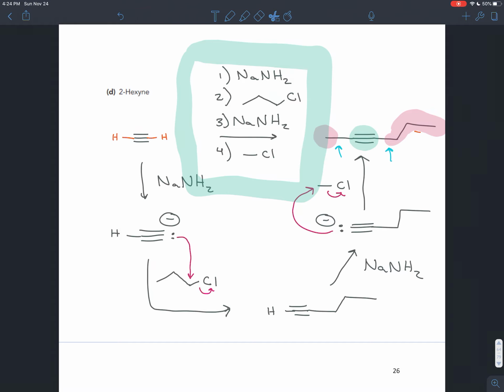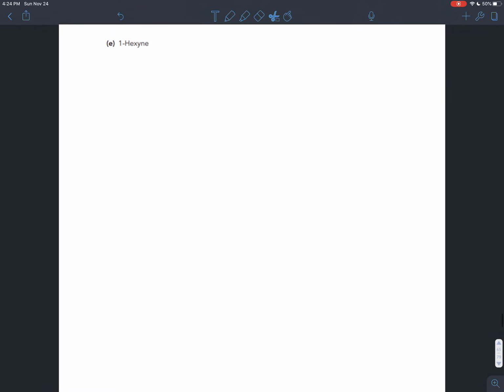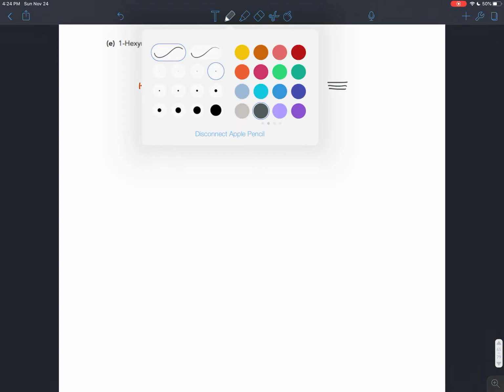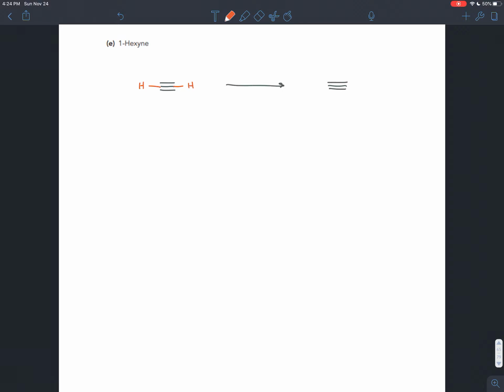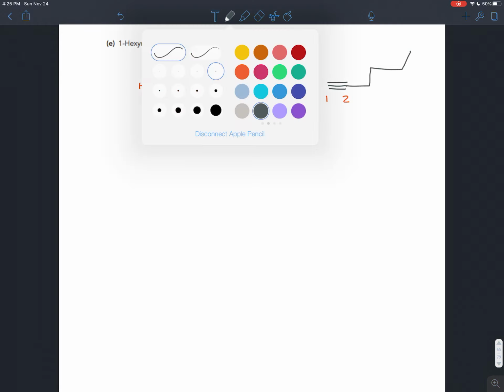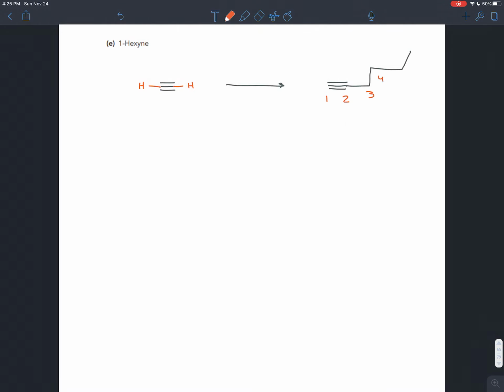Okay, let's see another one. Let's see if we can turn it into 1-hexyne. So first let's draw that. How do we turn this into 1-hexyne? Well, we know that we have a triple bond because of the yne. Because the number 1 is in front of the backbone name, that means it starts on carbon 1, it goes to the next one, carbon 2. Well, we have 6 carbons because the prefix is hex. So 3, 4, 5, 6. That is 1-hexyne.